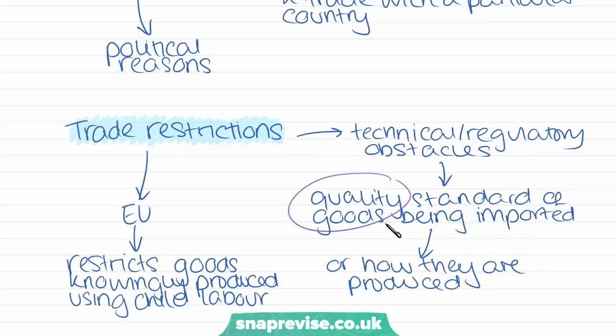And for example, in relation to how products are produced, the EU also restricts goods which are knowingly produced using child labour. So these are sort of trade restrictions. We're talking about quality and also the method of production. So most countries are against the use of, for example, slave labour or child labour, so they refuse to import these goods on those grounds.